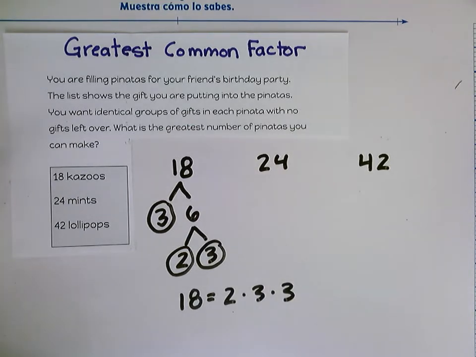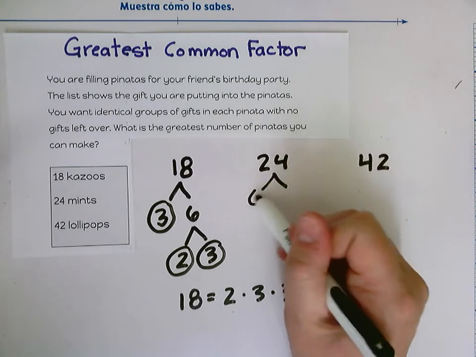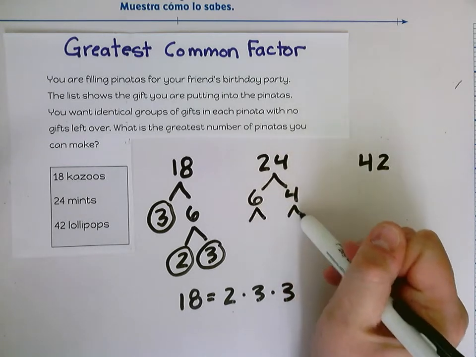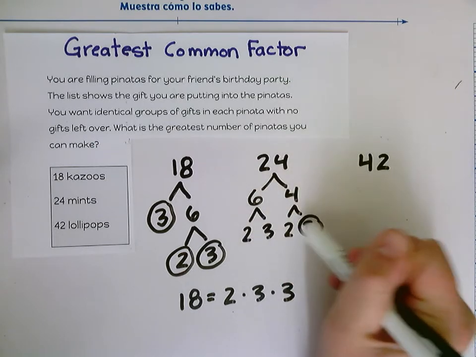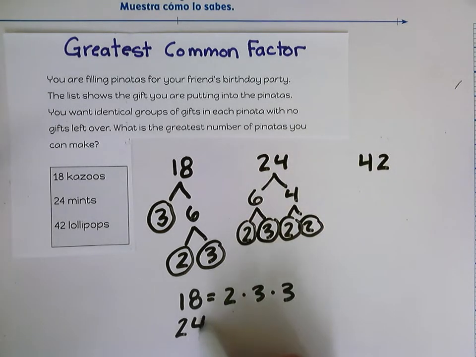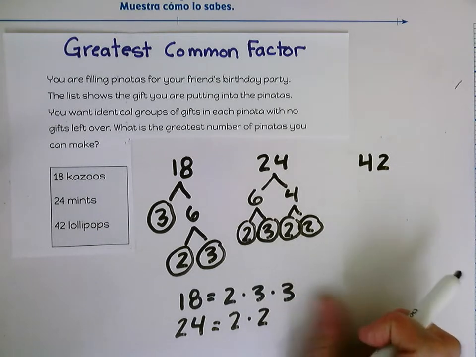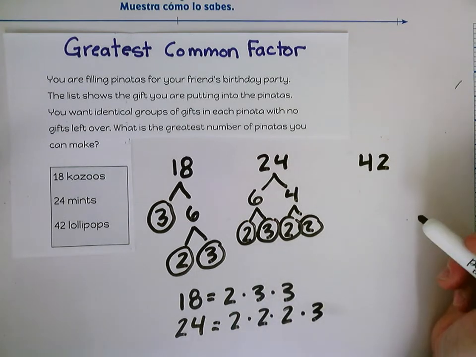Let's find our prime factorization for 24. Let's do 6 times 4. Neither of those are prime. I'm going to keep going. 2 times 3. 2 times 2, all of those are prime. So 24 would be 2 times 2 times 2 times 3.